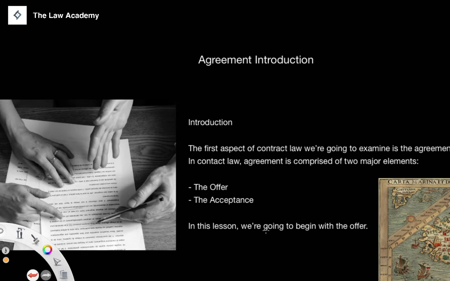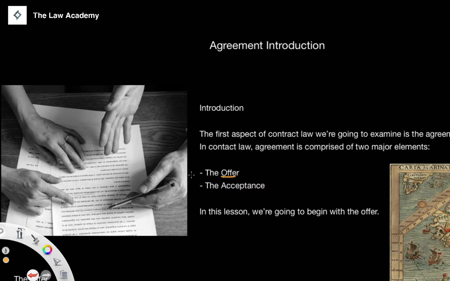So as we mentioned in the first video, we're going to be talking about the individual aspects of a contract, what makes a contract valid. Things like an agreement, which requires an offer and an acceptance, things like consideration, things like intention to create legal relations. And we're going to begin by looking at agreement, and more specifically, we're going to be looking at the offer.